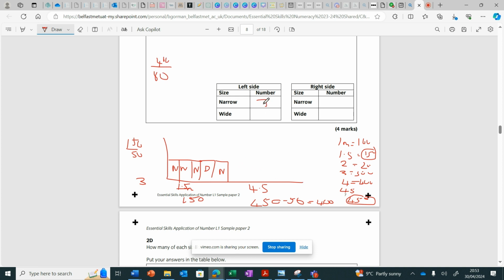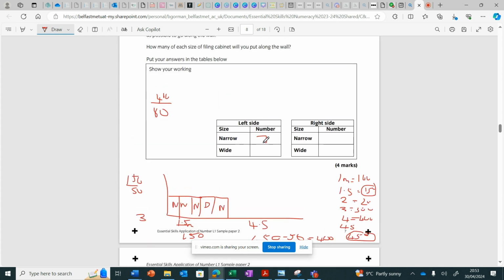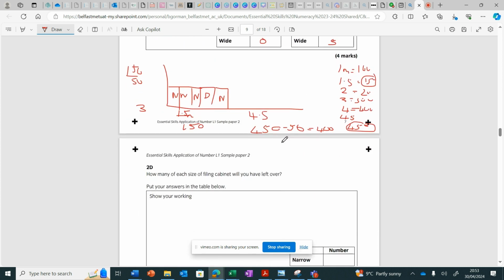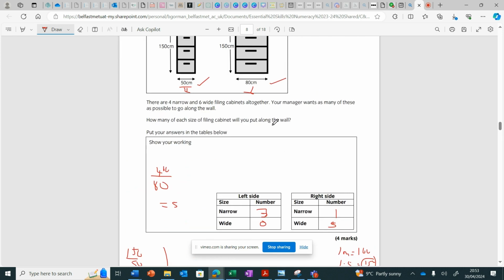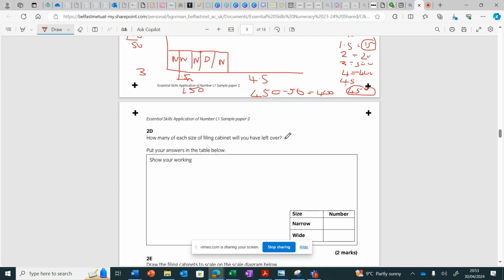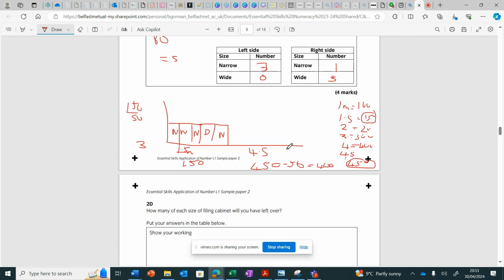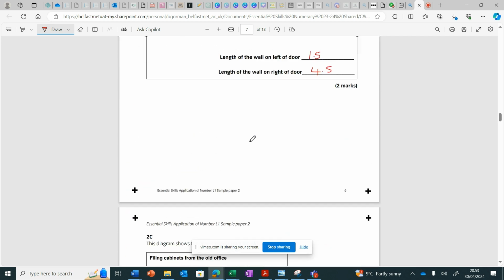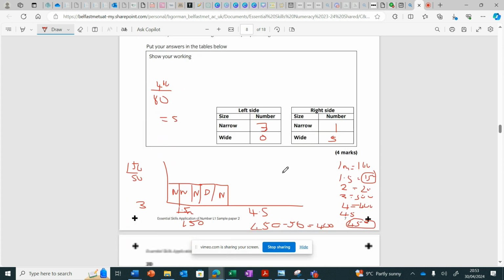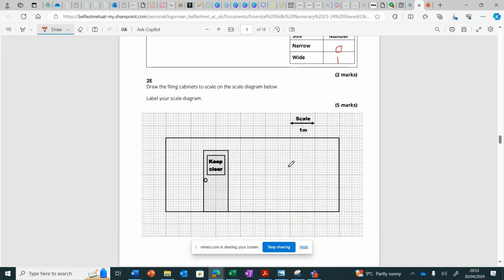So what can we fit? On the left-hand side, we've got three narrow and no wide. Here we've got 1 narrow, and 400 divided by 80 is 5 wide. This sort of question's in my revision book, you want to check it out there as well. How many of each cabinet will you have left over? Well, you used all the narrow, and we've used 5 wide. How many wide did we have? We had 6. So there's 1 left over.